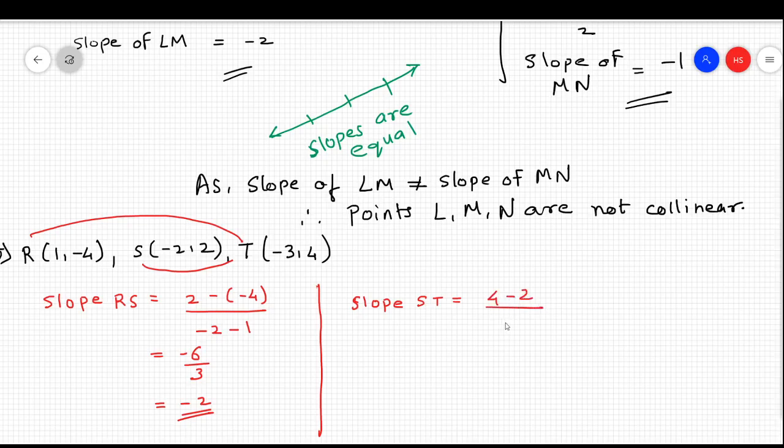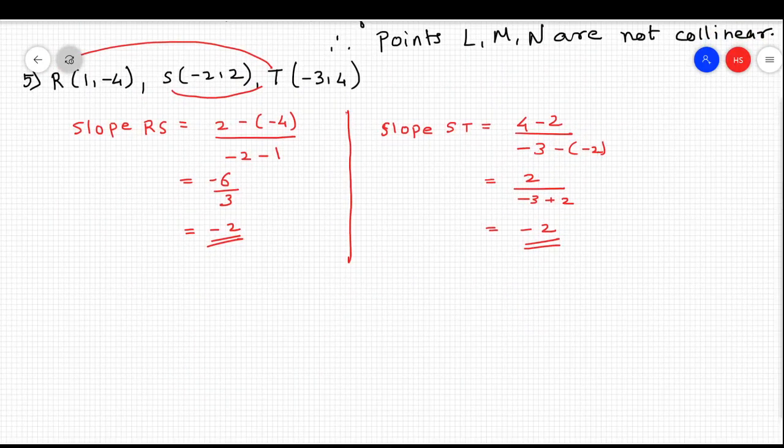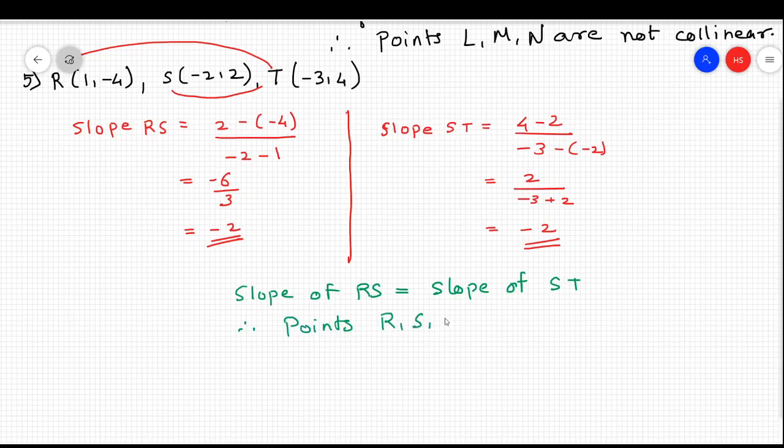See how this is very simple. Once you practice this, see, so simple. Minus 3 plus 2. So it is actually minus 2 only now. So check what has happened here. Slope of RS is equal to slope of ST, isn't it? So what did we get? We got that slope of RS is equal to slope of ST. Therefore what we can say? We can say that points R, S, T are collinear.